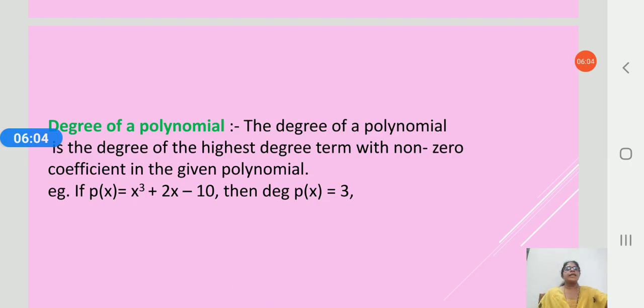All these you studied in 8th class. I think you remember all these things. Next is the degree of a polynomial. The degree of a polynomial is the degree of the highest degree term with a non-zero coefficient in the given polynomial. Consider the example p of x is equal to x cube plus 2x minus 10. Here the highest degree is x raised to 3, that is, the degree is 3. Therefore the degree of the polynomial is 3.